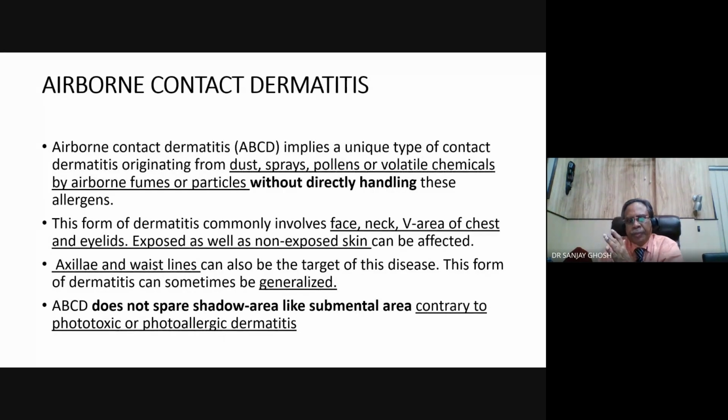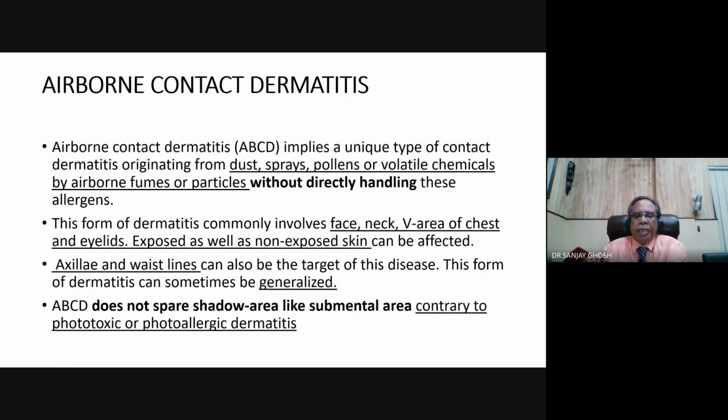This is very commonly misdiagnosed, and most commonly as adult atopic dermatitis. But before that, you have to do a patch test. You have to do clinico-allergological correlation. Then you conclude whether it is atopic or airborne. And the rashes are usually generalized.